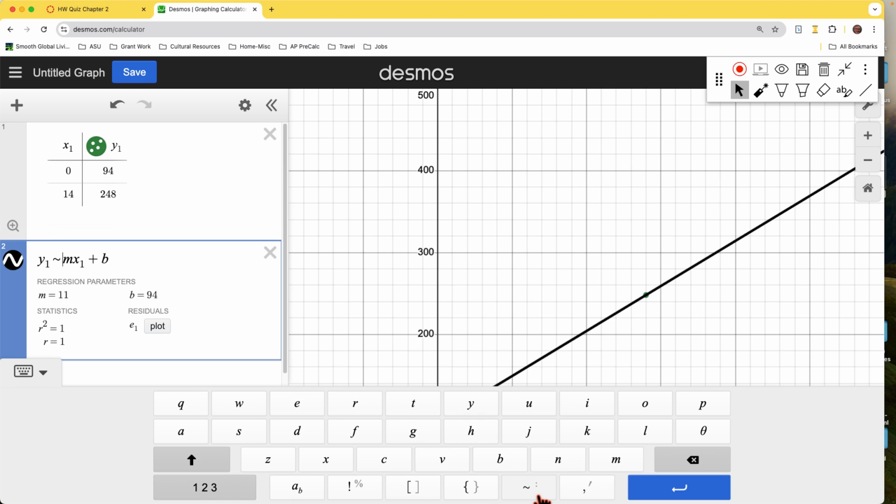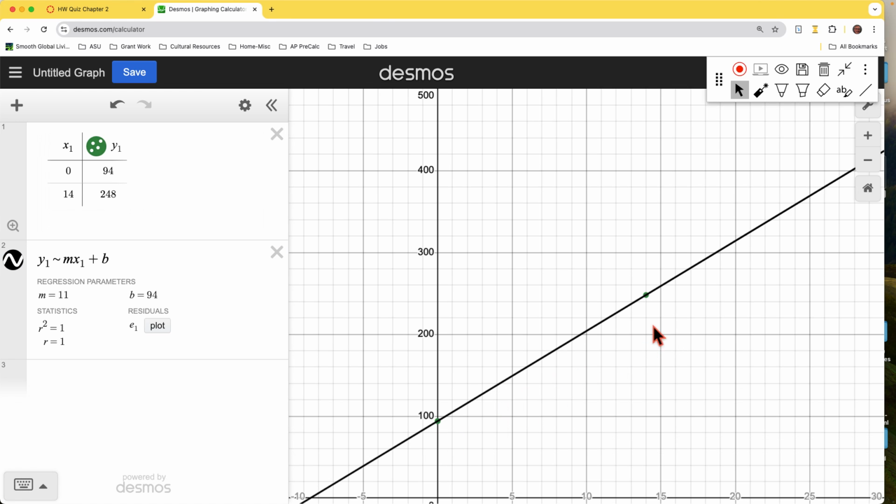If I put it in, that tells Desmos, take those 2 points and find the best fitting line, which in this case goes right through them. And there it is. There's the line. And not only that, it's given us the equation of the line. It's given us what m is, the slope. It's 11. And remembering from Wednesday, what does a positive 11 slope mean as far as the line?